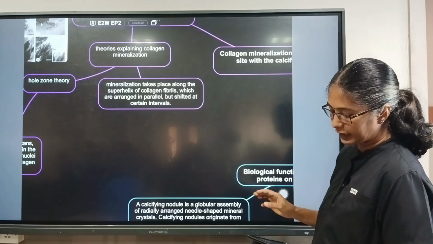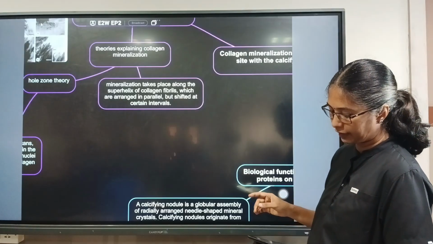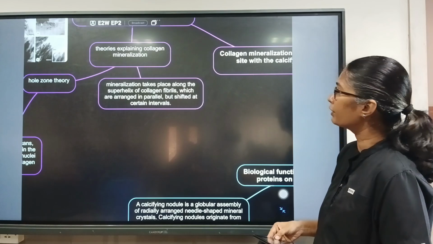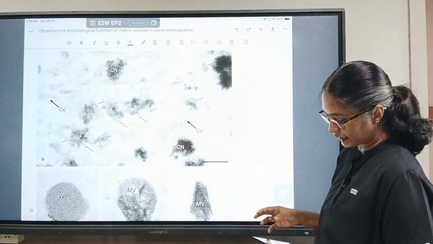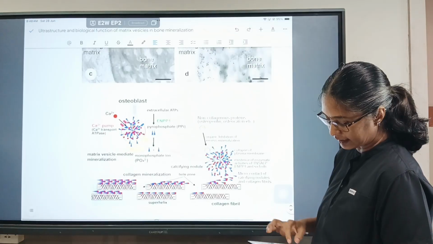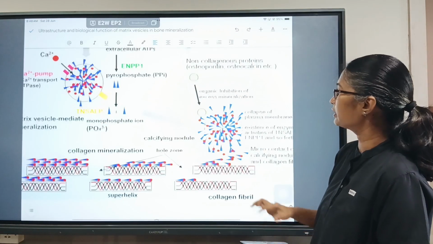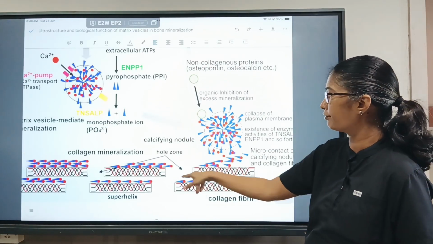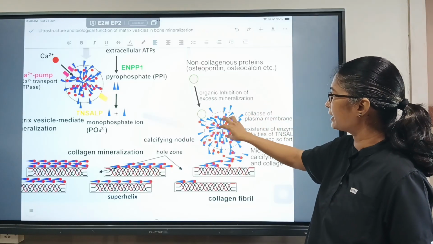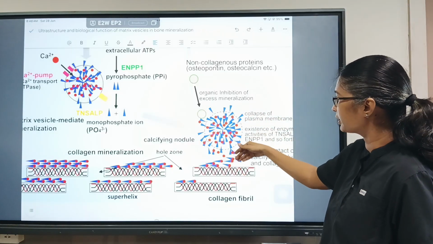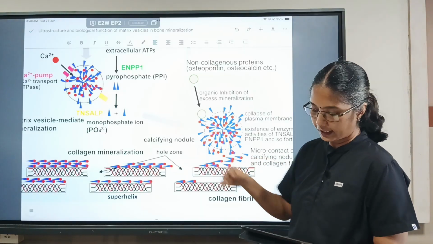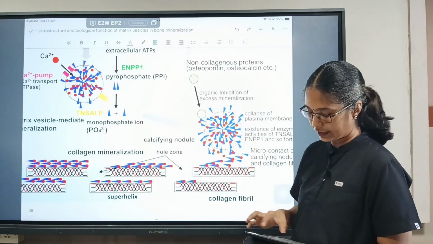So mineralization takes place along the superhelix of collagen fibers, which are arranged in parallel but shifted at certain levels. And we always talked about collagen as a triple helix structure. So in that helix, the mineralization happens here. And this shows the helical structure of the collagen fibers, where the matrix vesicles form the mineralization, and from the matrix vesicle it comes out and gets arranged along with the collagen fiber to form a collagen mineralization structure.